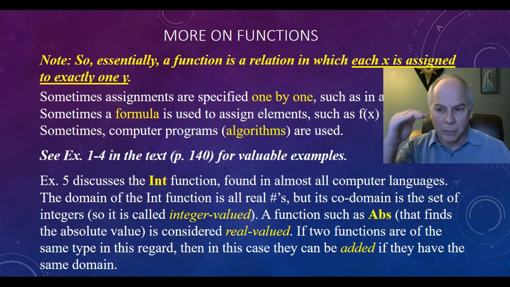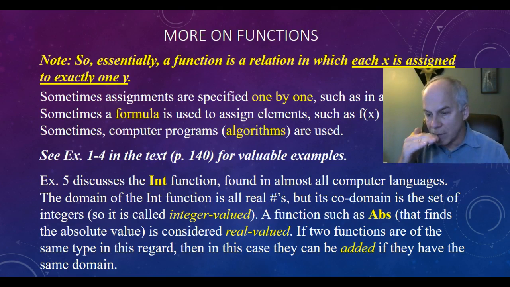For example, if you plug in 1.7, it'll give you 1. If you plug in 2.3, it'll give you 2. So it always just gives you the integer that is lower than whatever number you plugged in. If you plugged in negative 1.7, what's the integer lower than negative 1.7? Negative 2, right? So it'll always give you integer values.